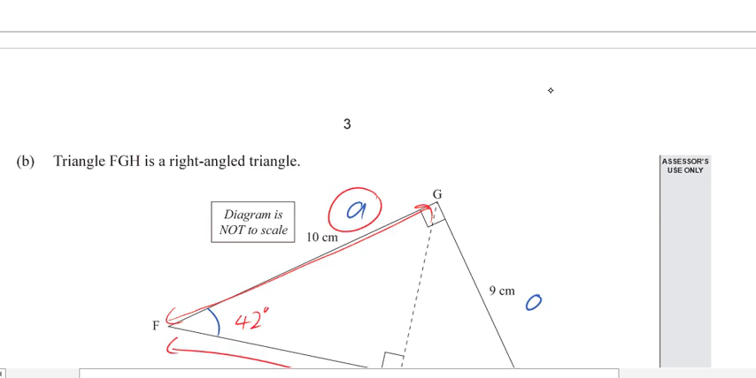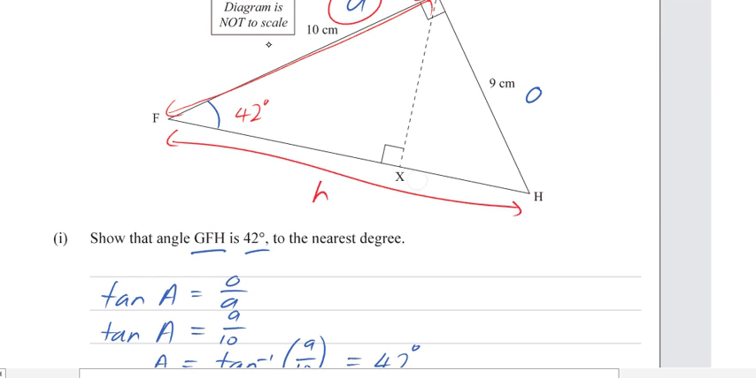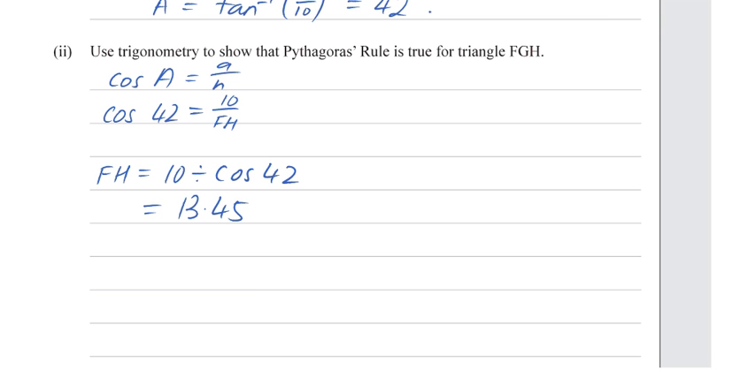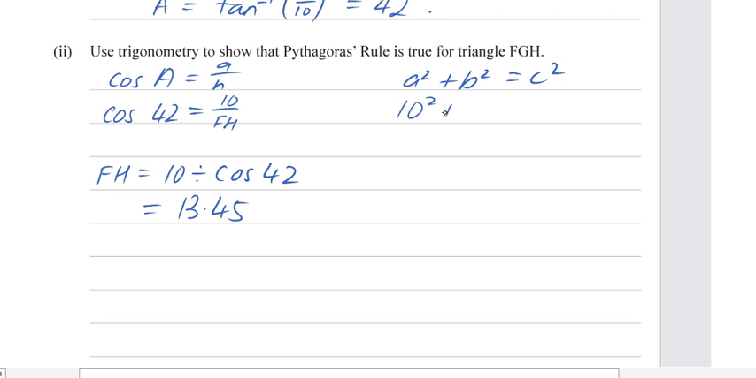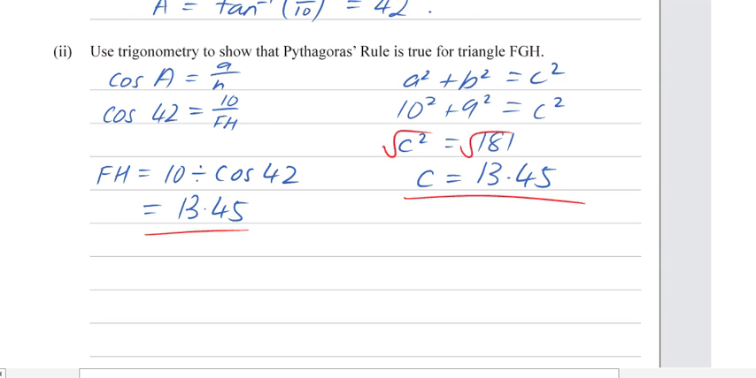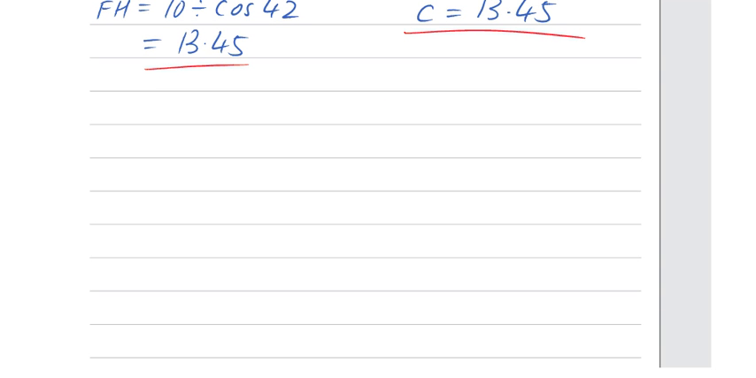Now let's try this with Pythagoras and see what happens. So I'm going to call these sides A, B and C. So let's write out Pythagoras' theorem, and we get a squared plus b squared equals c squared, and so we're going to have 10 squared plus 9 squared equals c squared. So c squared equals 181. Taking the square root of both sides to get c by itself, and that also gives us 13.45. And so since these two are equal, we can say that Pythagoras works for this.